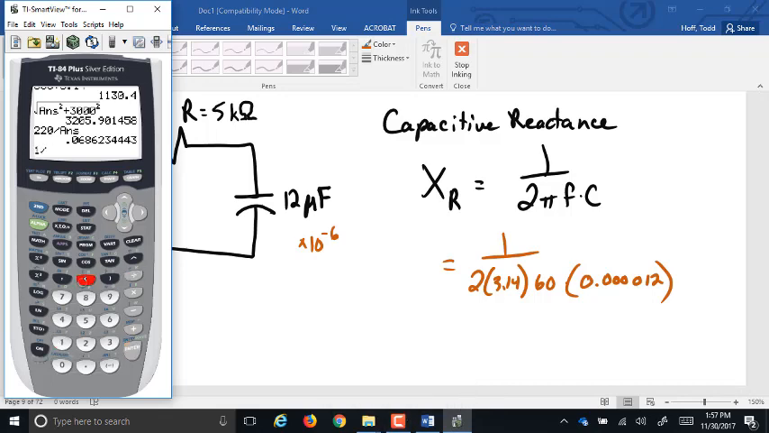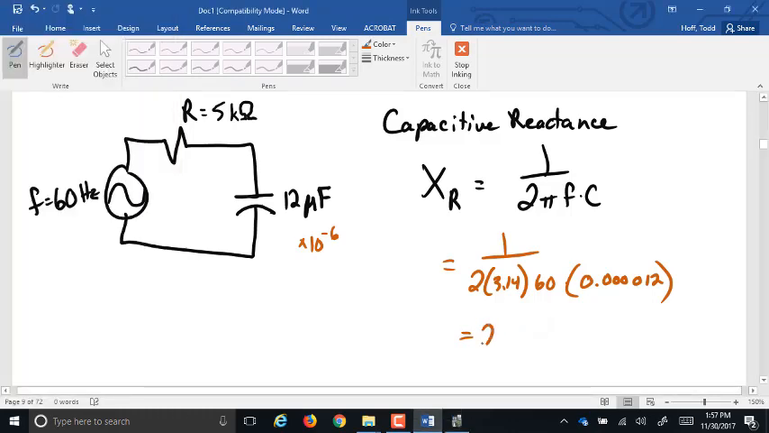This is 1 divided by... You have to put that bottom in parentheses if you do this on the calculator. So 1 divided by 2 times 3.14 times 60 times 0.000012. Close my parentheses and it equals 221.2 basically ohms. That is my capacitive reactance.